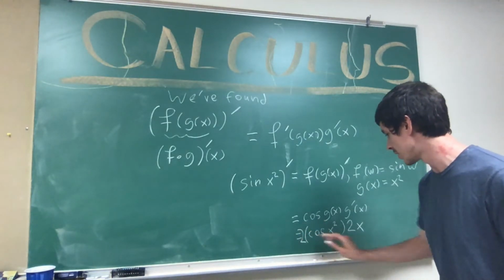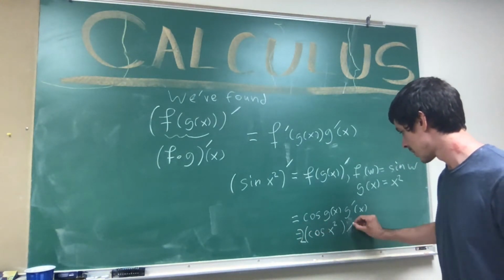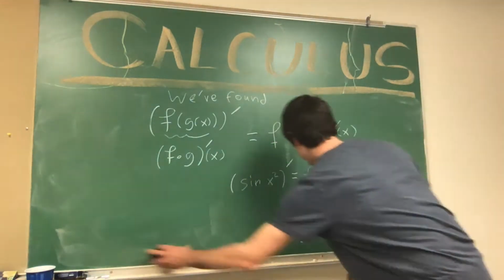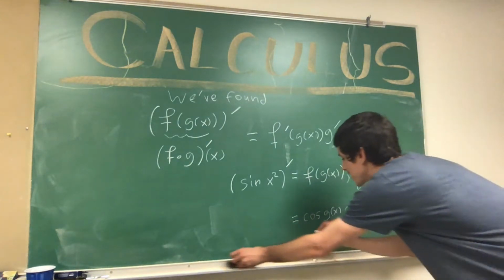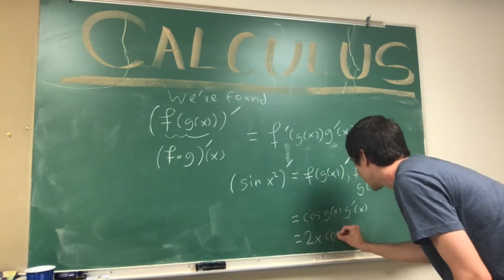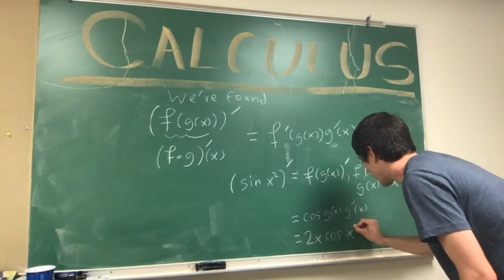And of course, you might want to move the 2 to the front. It looks a little less awkward. In fact, you might want to move the x to the front too. It doesn't really matter. Whatever you write on the test should be fine. But just compulsively, I feel like moving it around like this.